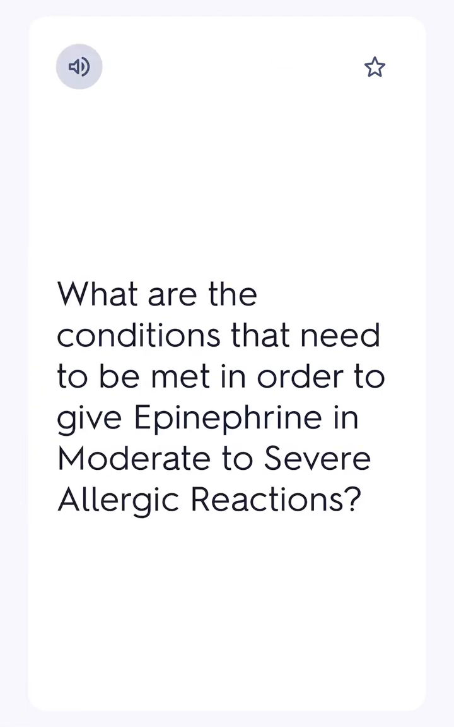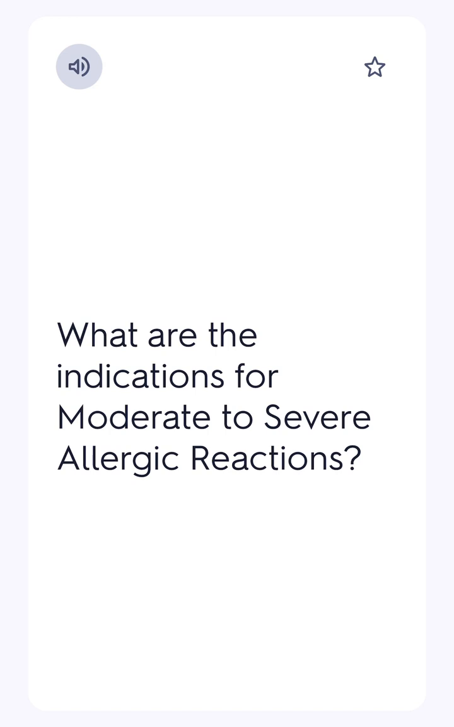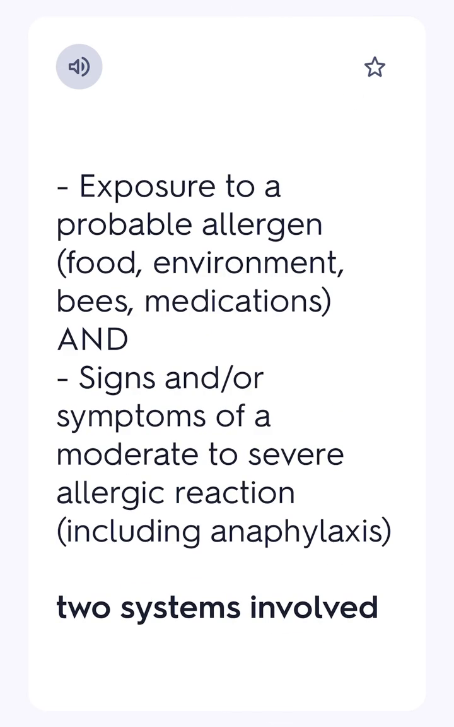What are the conditions that need to be met in order to give epinephrine in moderate to severe allergic reactions? Age, none. Weight, none. Level of awareness, none. Heart rate, none. Respiratory rate, none. Systolic blood pressure, none. Other, for anaphylaxis only. What are the indications for moderate to severe allergic reactions? Exposure to a probable allergen and signs and/or symptoms of a moderate to severe allergic reaction to systems involved.